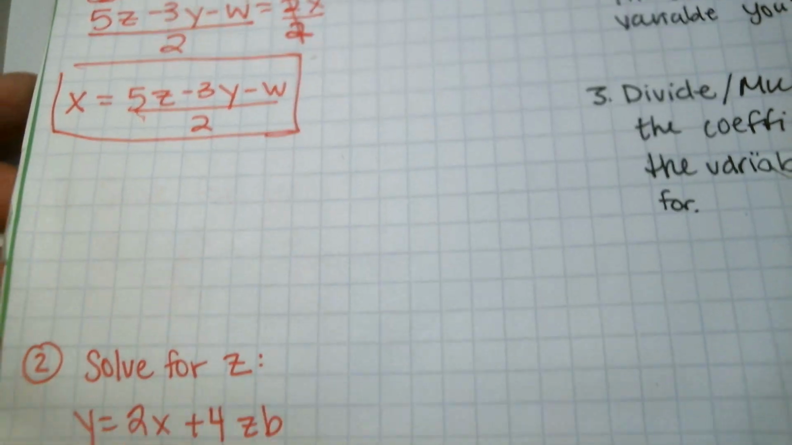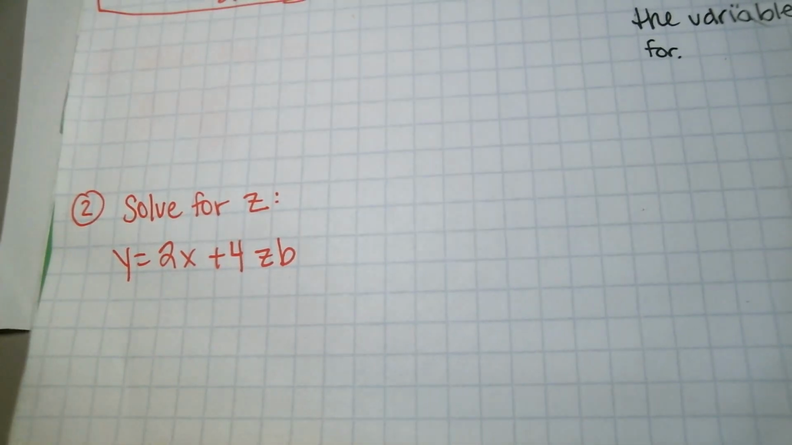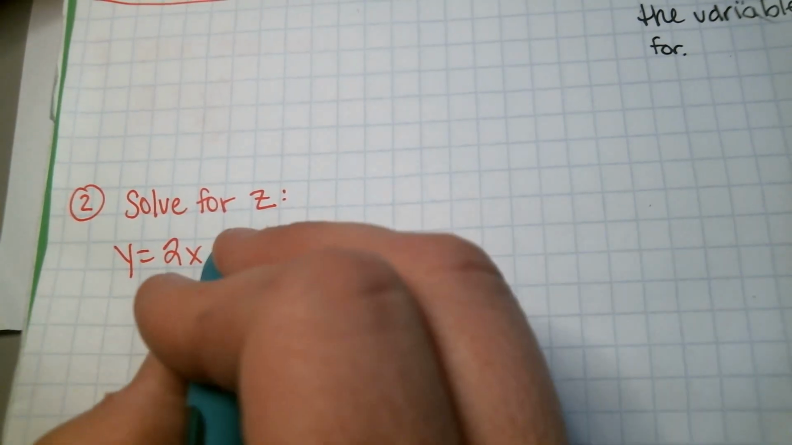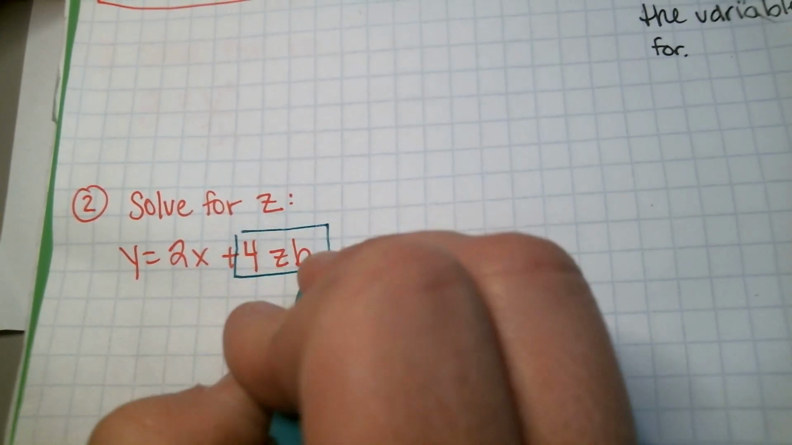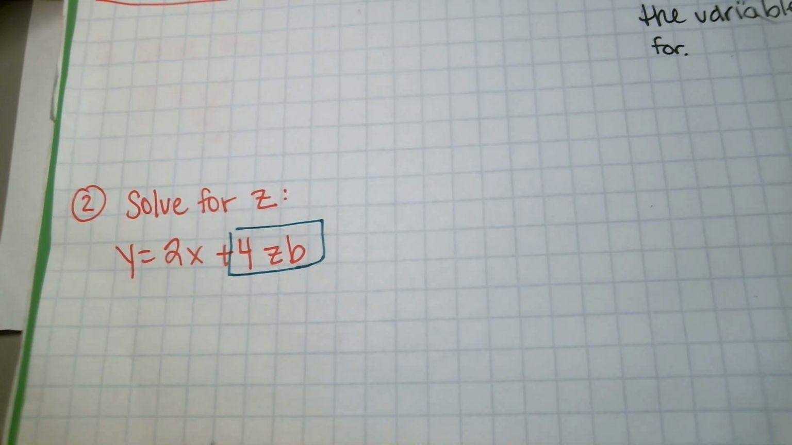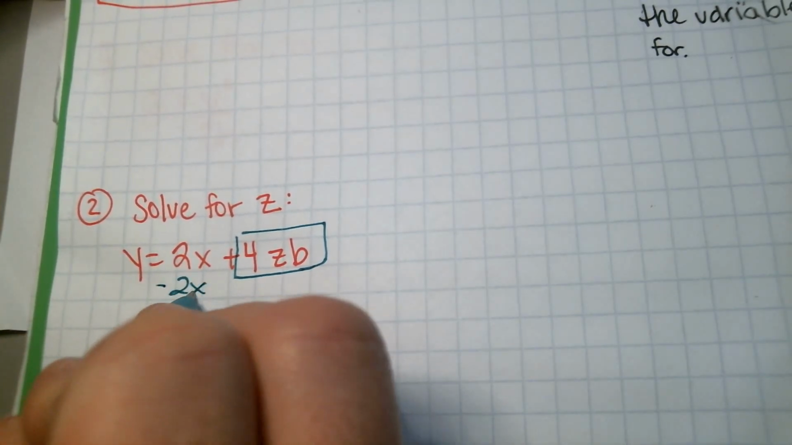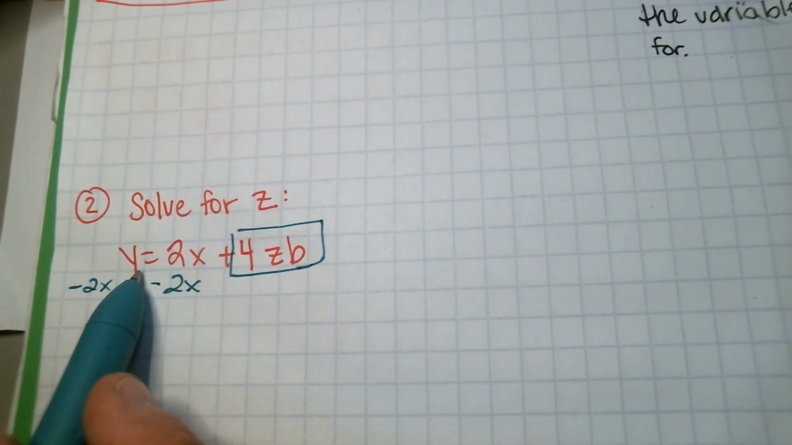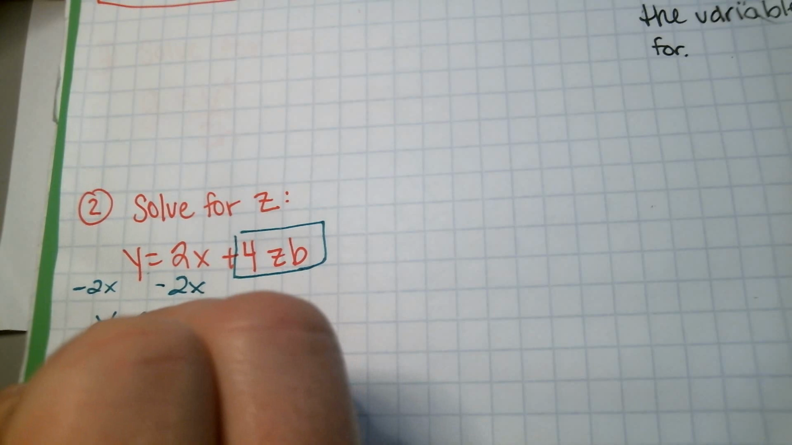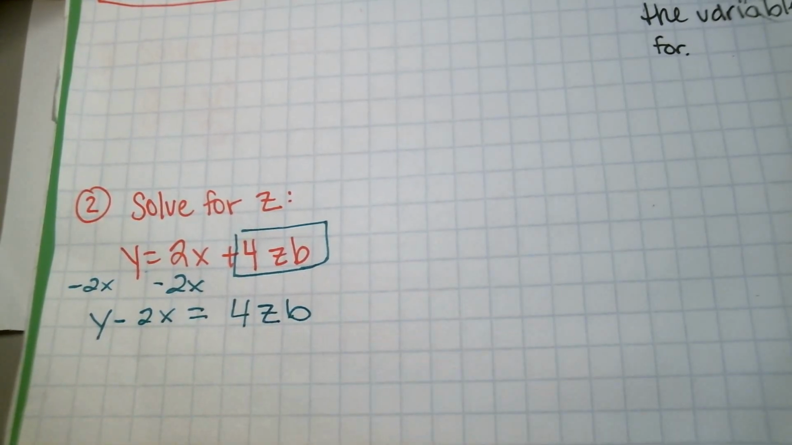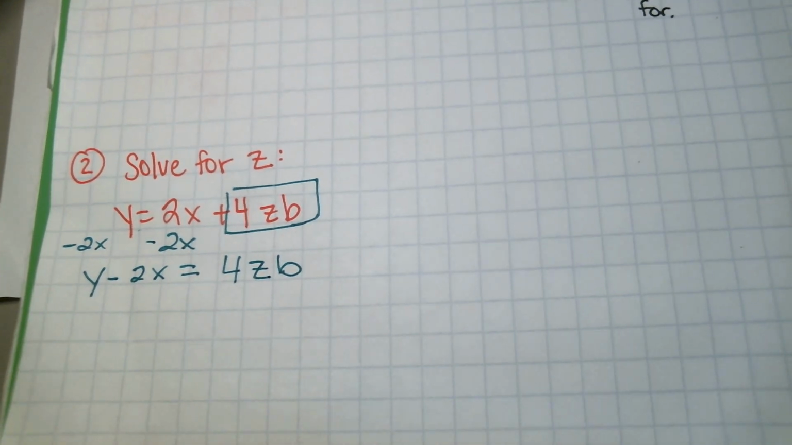So let's look at another example down here. y equals 2x plus 4zb, and I'm going to solve for z. So first of all, I want to identify where's that term with z in it. It's right there. And I'm going to subtract every other term from the right side of my equation. So minus 2x, I must subtract 2x on the left side of the equation. These are not like terms, so I have an expression now. y minus 2x equals 4zb. Now, here's where it gets a little interesting.